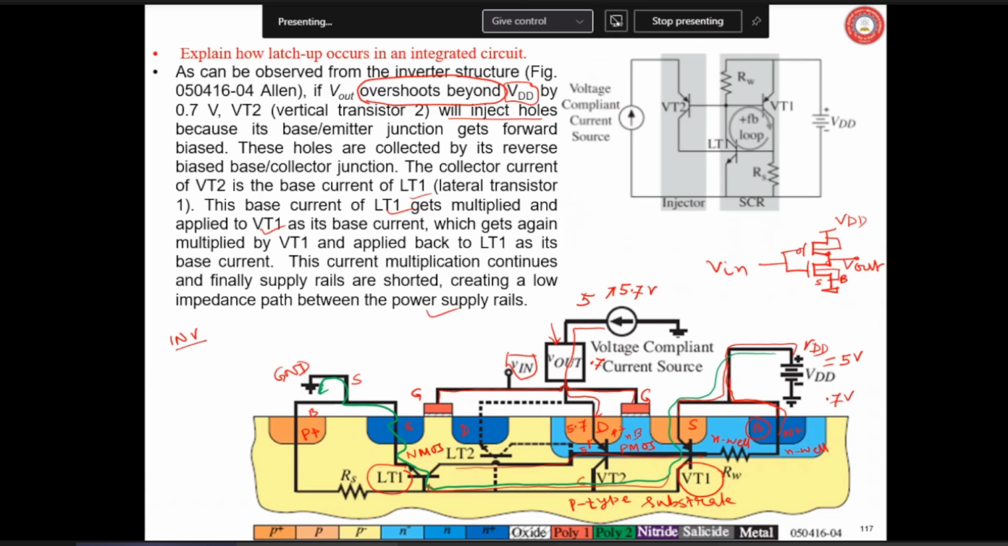Now we'll try to understand how the latch up is going to occur. Suppose your supply voltage system is 5 volt, and the silicon diode has a built-in potential VBI. VBI equals 0.7 volt, isn't it? VBI of a silicon diode is what? Built-in potential or barrier potential, or what else?